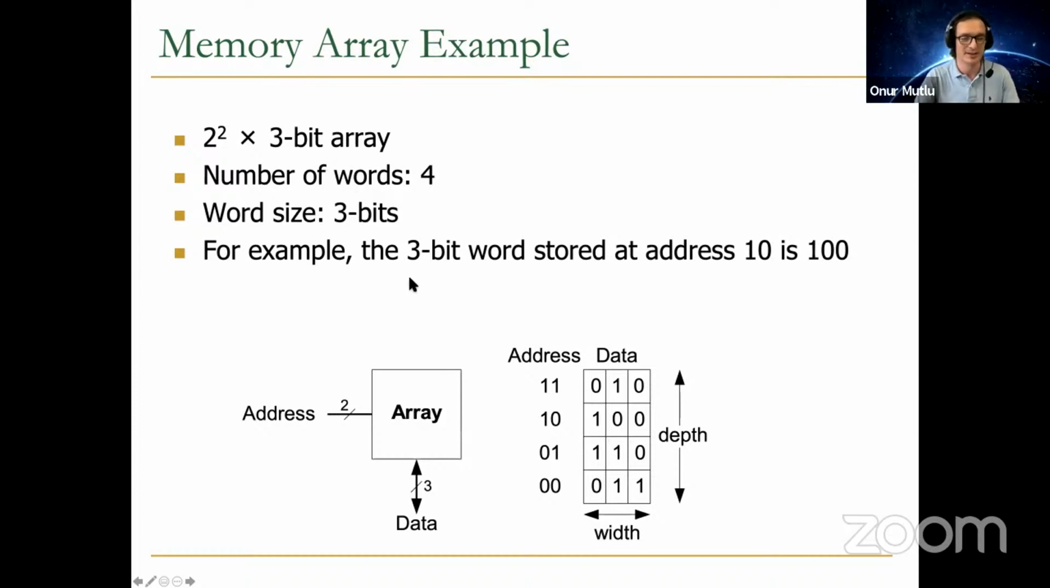I'm not going to go through this again because you already built these memory arrays. You know the register files. Register files look like this also, except they're bigger. But basically, you can get the 3-bit word stored at address 10 over here just by looking at what's depicted.